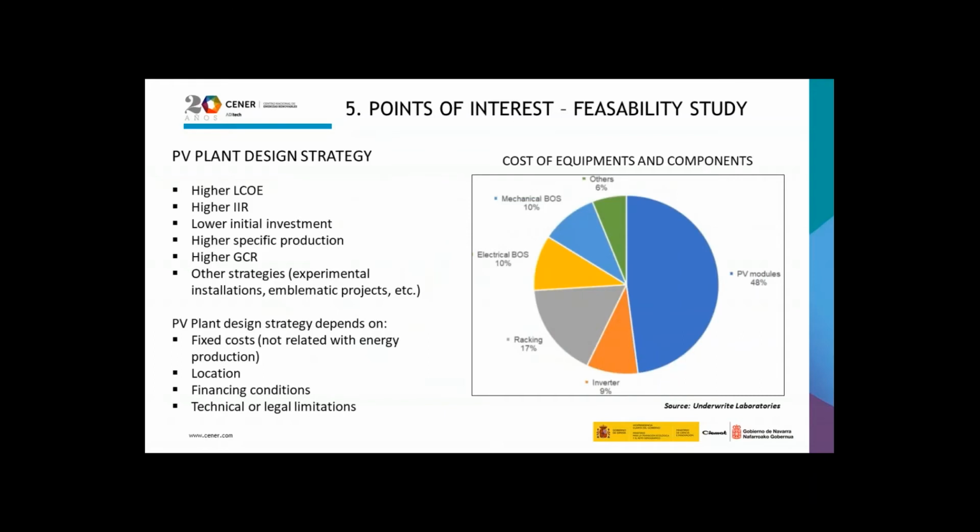As a point of interest, it's necessary to consider the design strategy of the photovoltaic plant in the first stages of the photovoltaic project. It must be considered that there can be different strategies: higher levelized cost of energy, higher internal investor return, lower initial investment, higher specific production, higher ground coverage ratio, and other strategies like experimental installations, emblematic projects, etc.